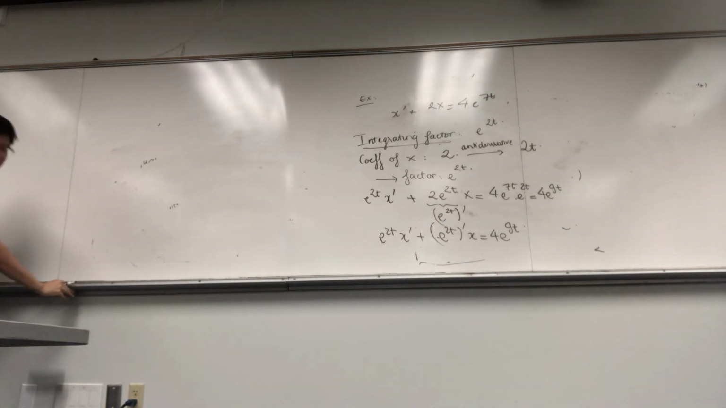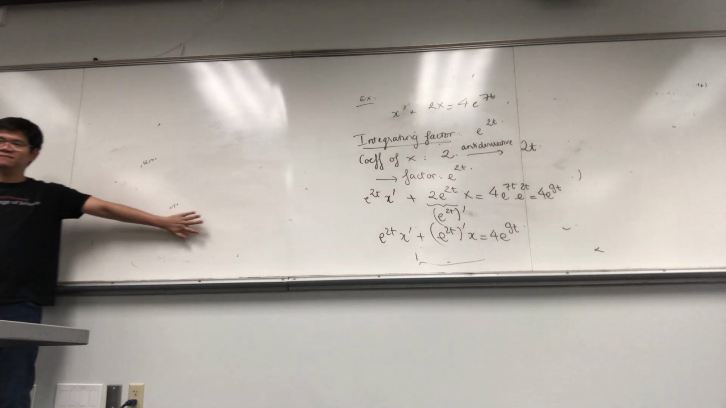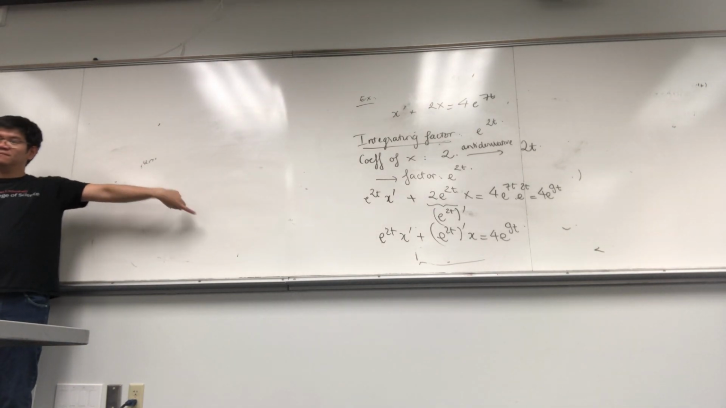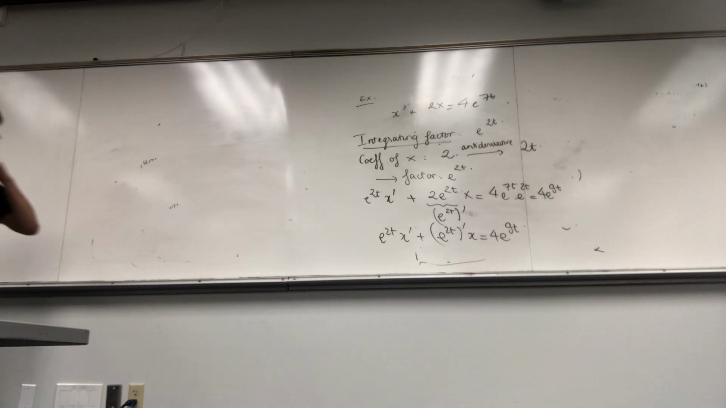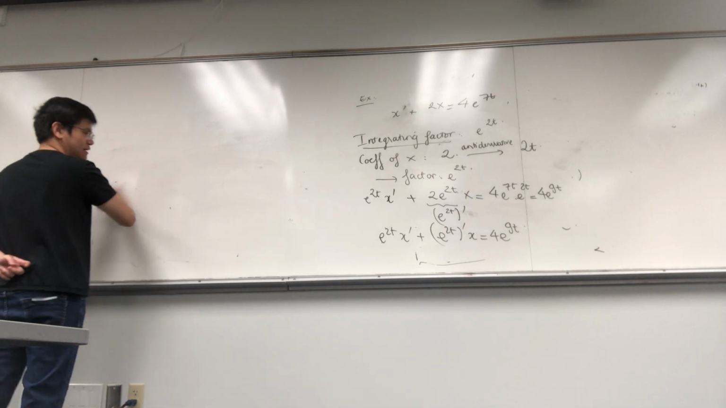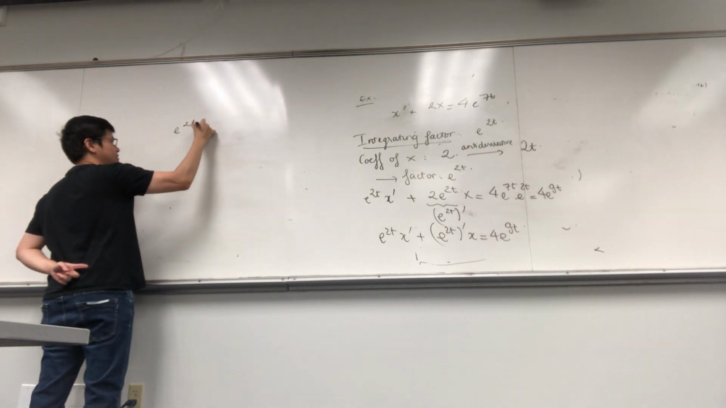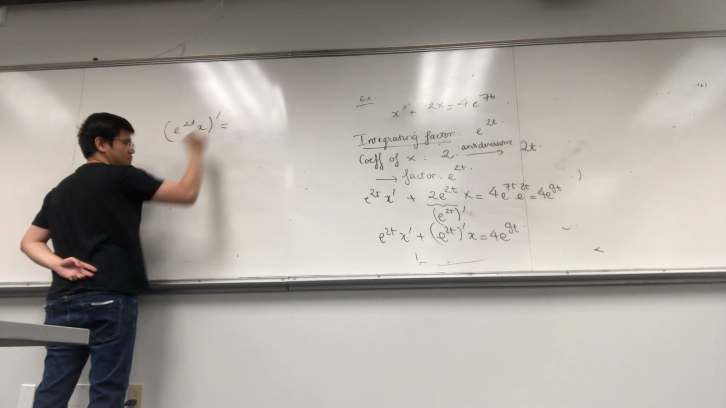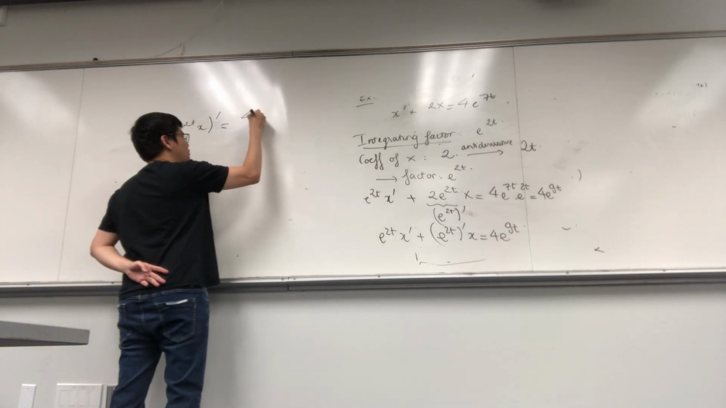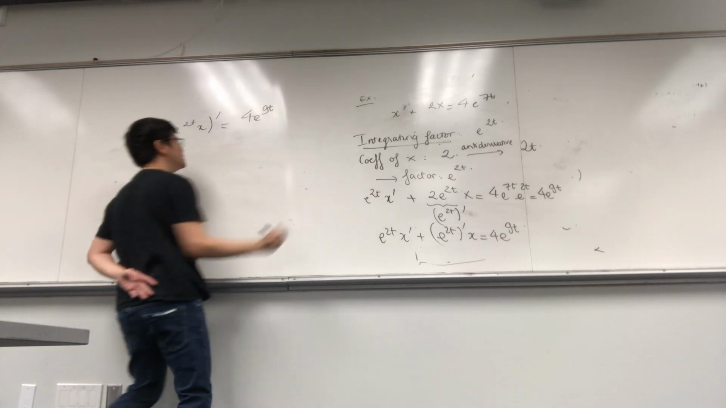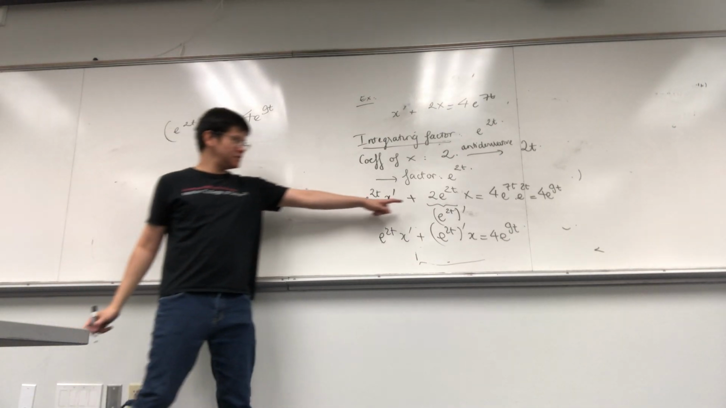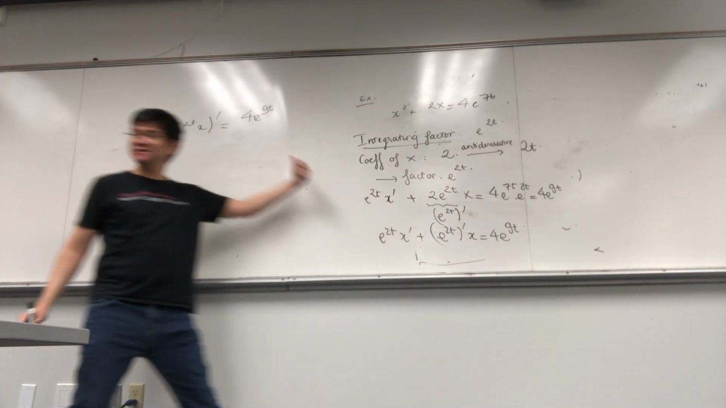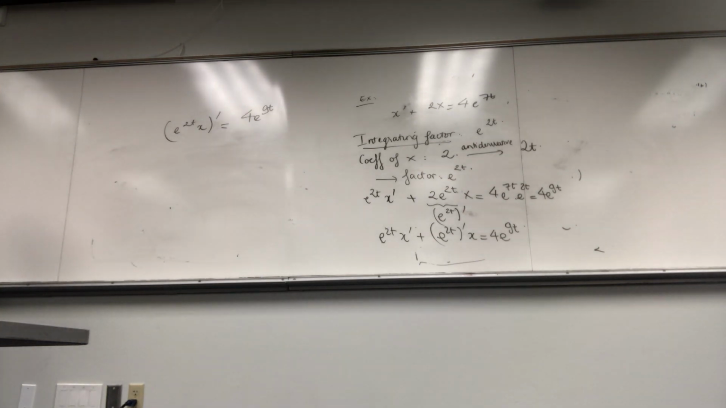So what can we write on the left-hand side? Yes, (e to the 2t x) prime. So the left-hand side, I'm going to write like (e to the 2t x) prime, and this is equal to 4 e to the 9t. All right? So from here to here, this is the chain rule. From here to here, this is the product rule.